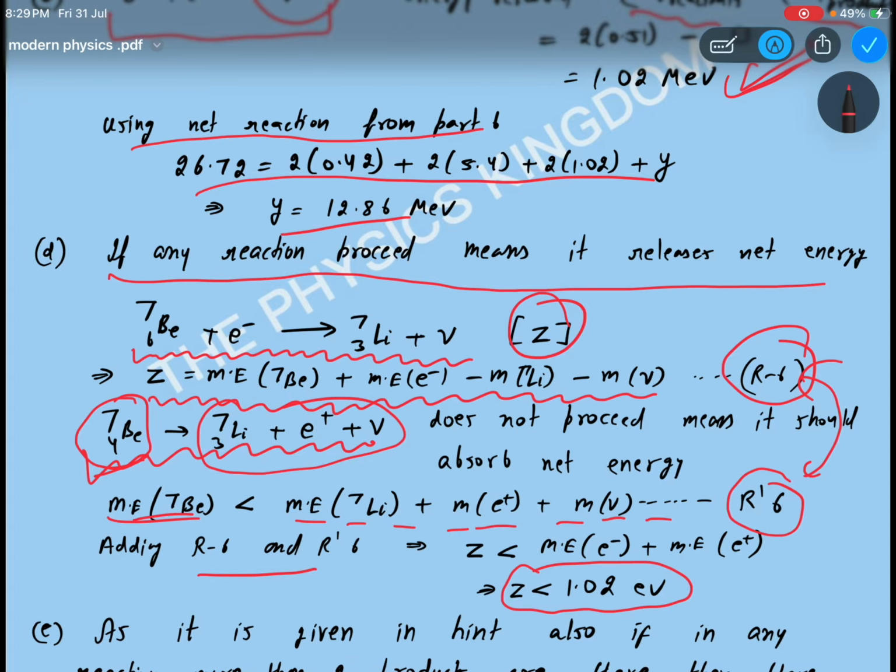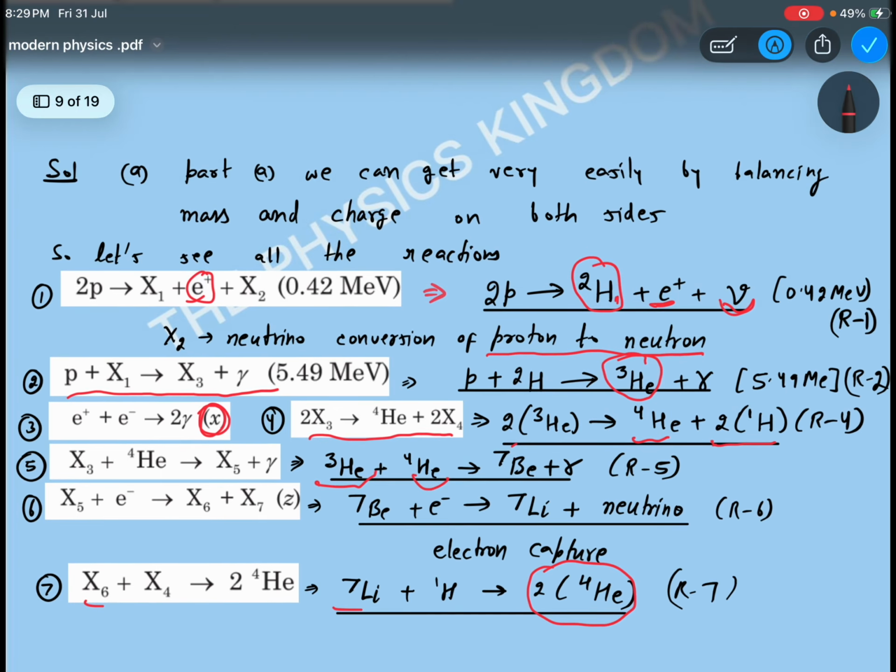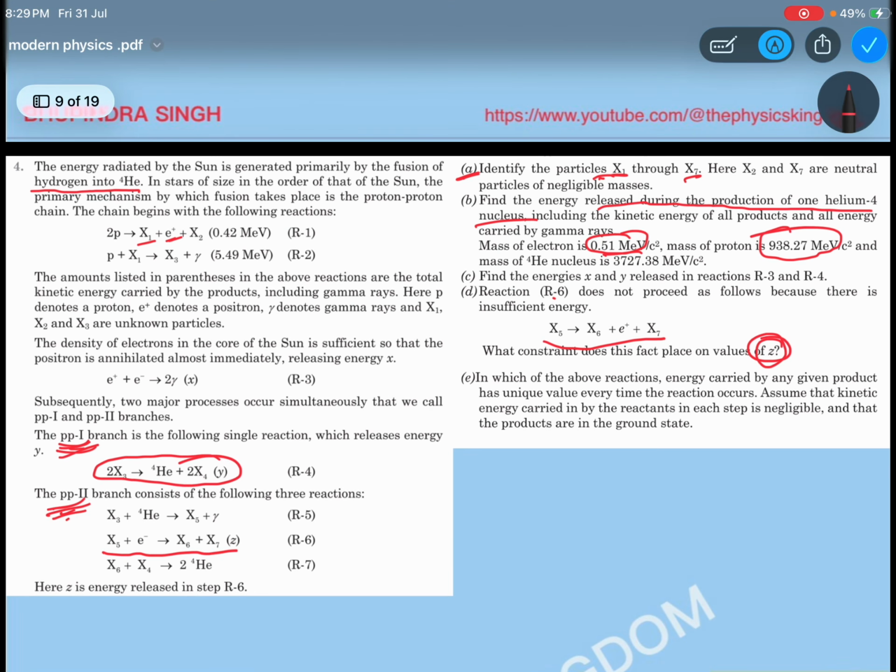Okay, so now E. Actually, the E question is solved in the hint section only, in which it says the reaction energy carried by any given product has a unique value every time the reaction occurs. So, beta, every time the reaction occurs, the energy carried by any given product has a unique value. It means, beta, the energy distribution has to be the same.